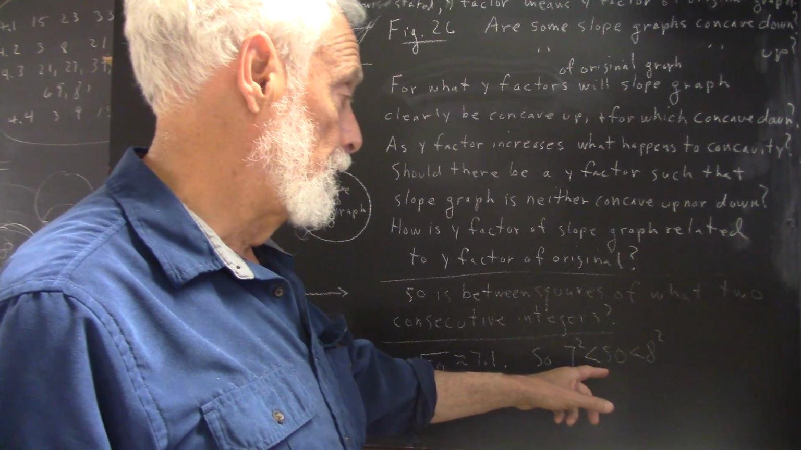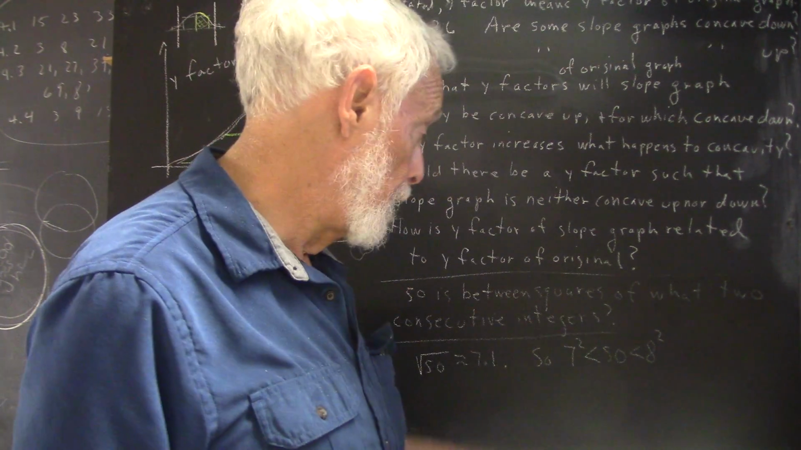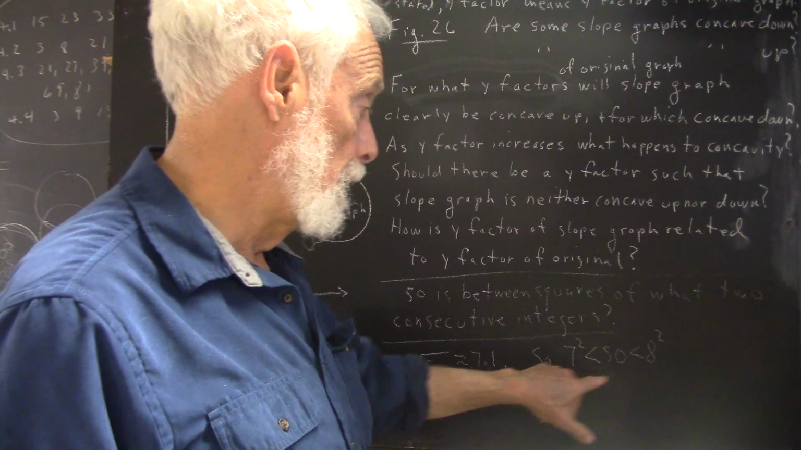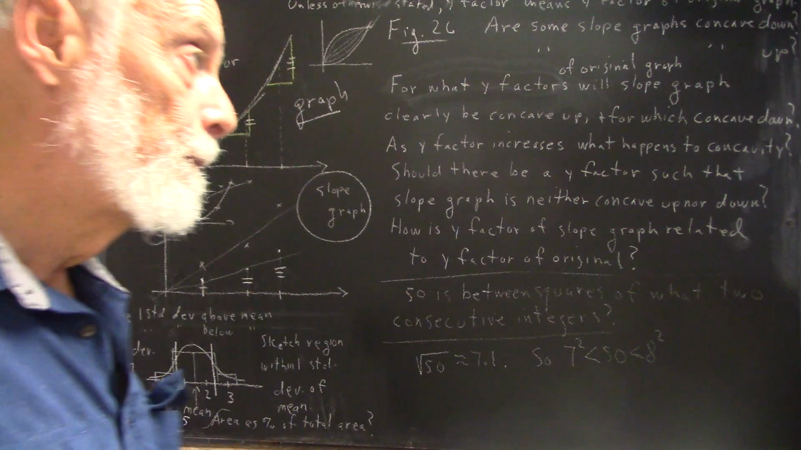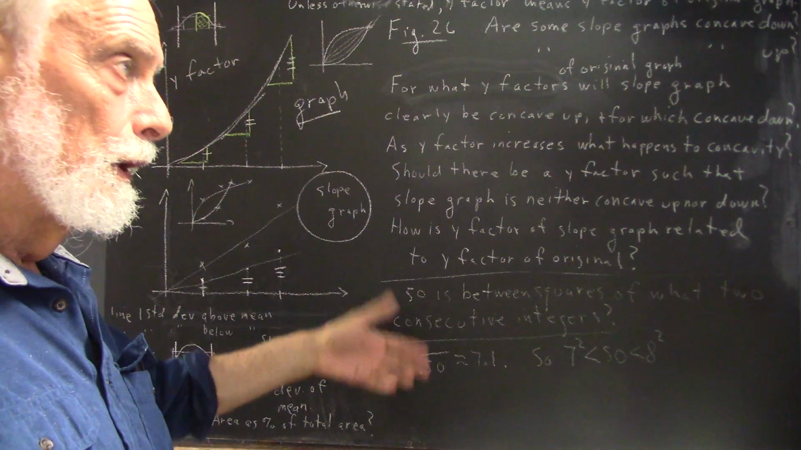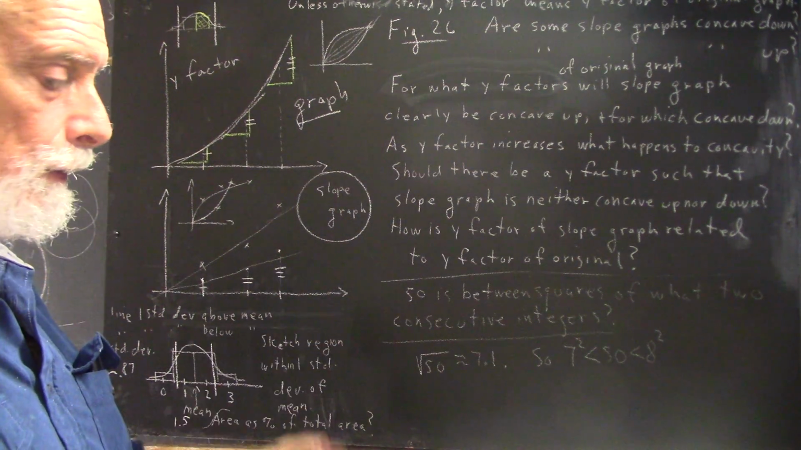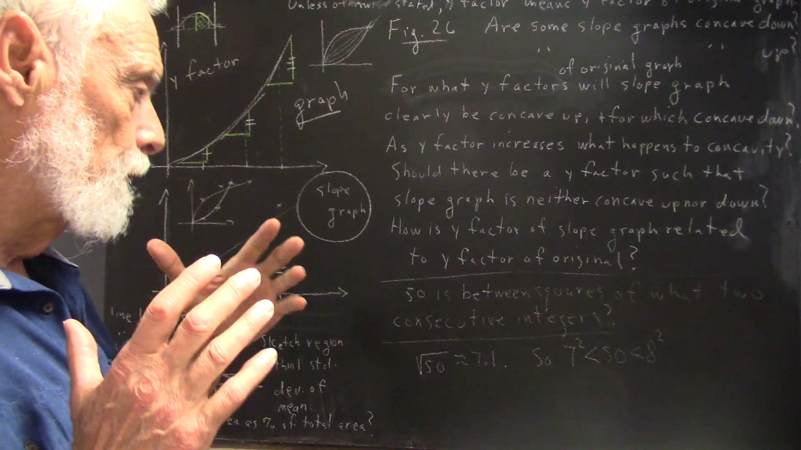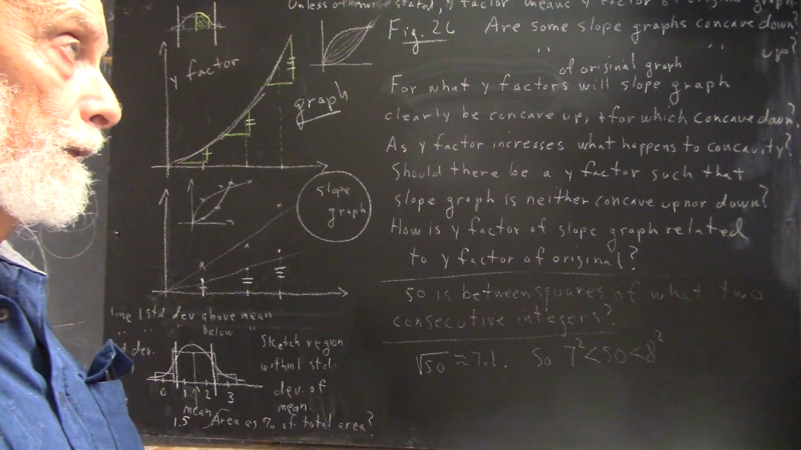7 squared is less than 50, and 8 squared is greater than 50. Your two consecutive integers then are 7 and 8. That idea will serve you well if you're asked to find the two consecutive integers whose squares bracket a given large number.